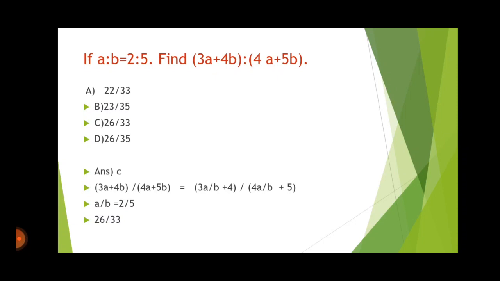The value A by B given is 2 by 5. So we can substitute the value A by B in the previous equation, that is 3 into 2 by 5 plus 4 divided by 4 into 2 by 5 plus 5. By simplifying this equation, we get the result as 26 by 33, option C.